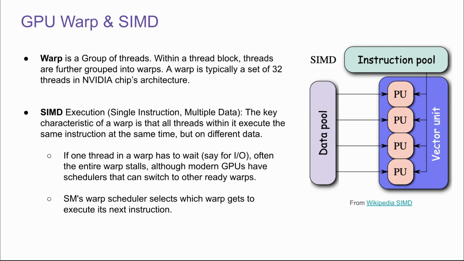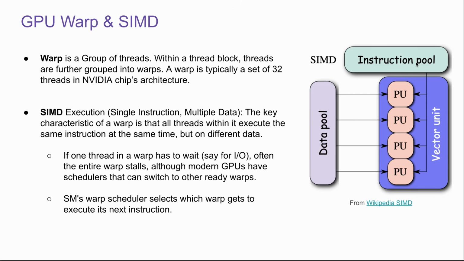Next, I want you to be familiar with warp and SIMD. A warp is a group of threads. Within the thread block, threads are further grouped into warps. A warp is typically a set of 32 threads in NVIDIA's chip architecture. A very important concept closely related to warp and thread is SIMD execution: single instruction, multiple data. This is the key characteristic of a warp, that all threads within it execute the same instruction at the same time, but on different data.